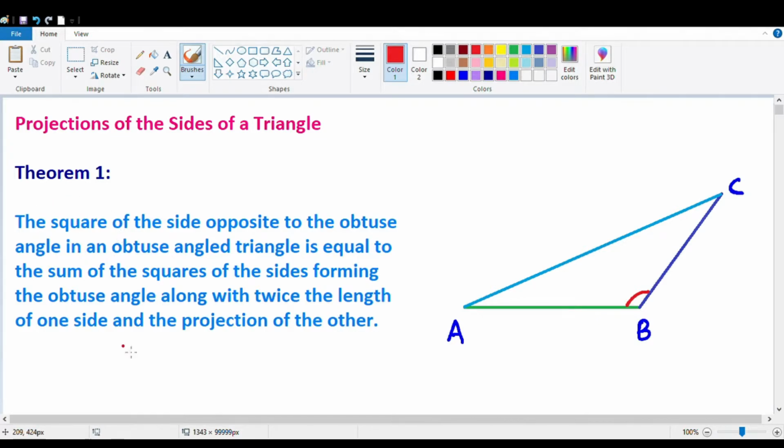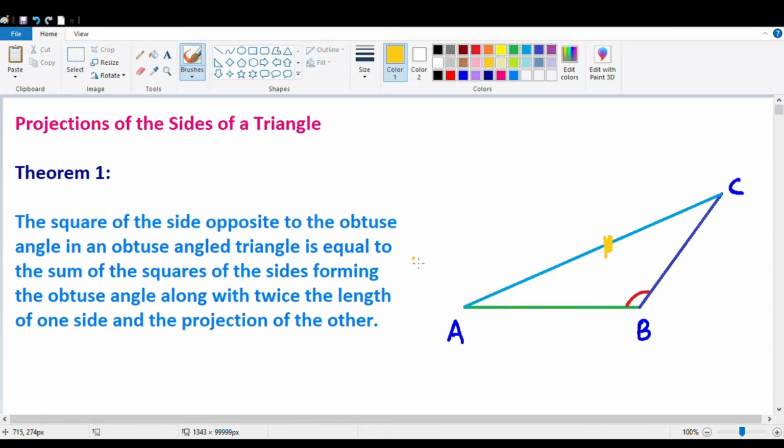Anyway, what is our theorem? The theorem is that the square of the side that's opposite to the obtuse angle. So now that we've drawn our triangle, let's see how it goes. Over here, this is the obtuse angle, and the side opposite to that is the side right here, AC. So AC square is equal to the sum of the squares of the sides forming the obtuse angle.